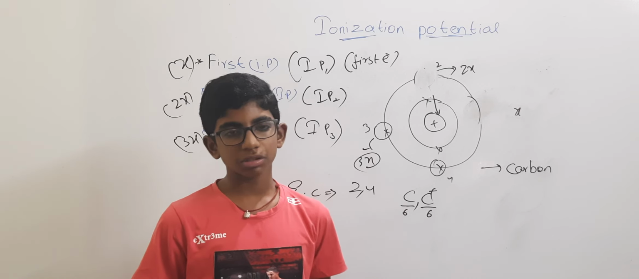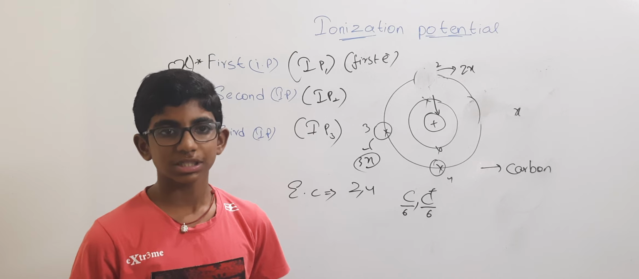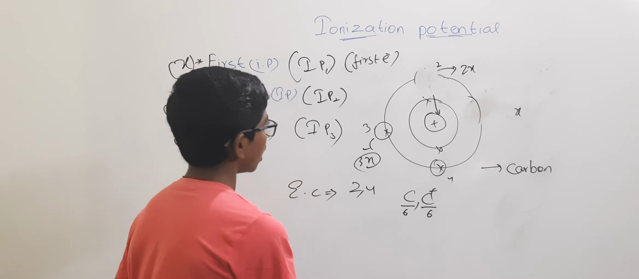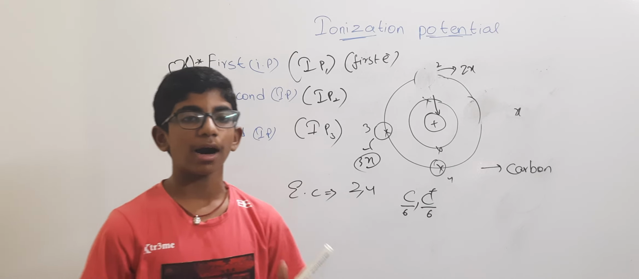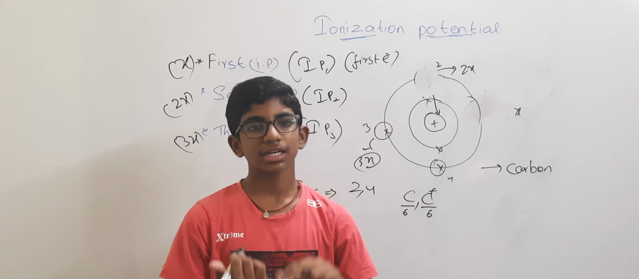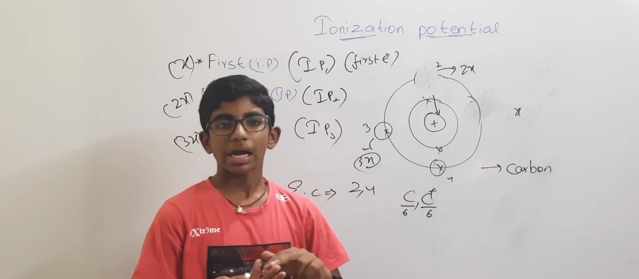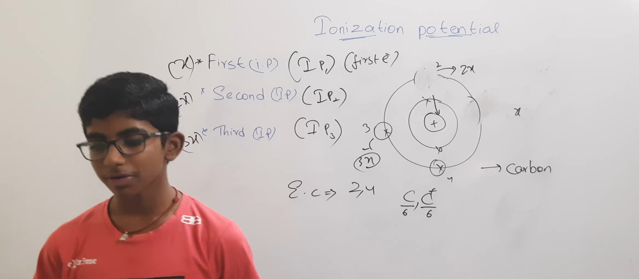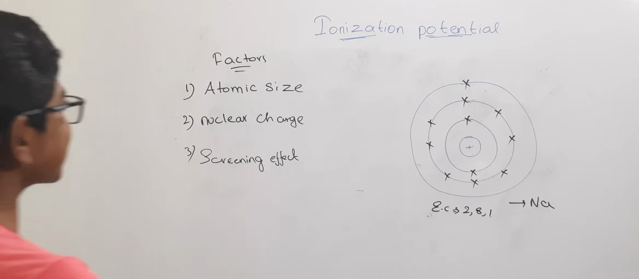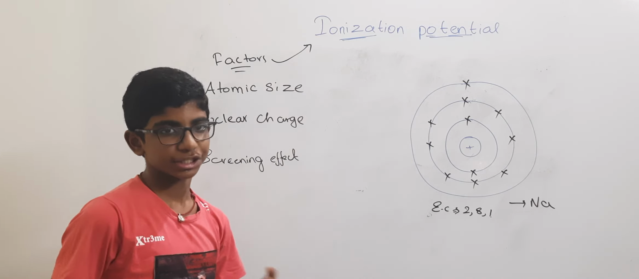You can see how many electrons are present in an atom; that many ionization potential energies are present in that atom. Okay, now we see what are the factors affecting the ionization potential energy. There are so many factors like screening effect, penetrating power, atomic radius, nuclear charge. Okay, now we will discuss that one.